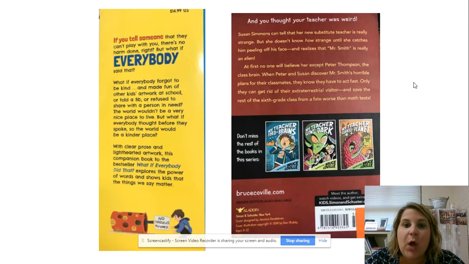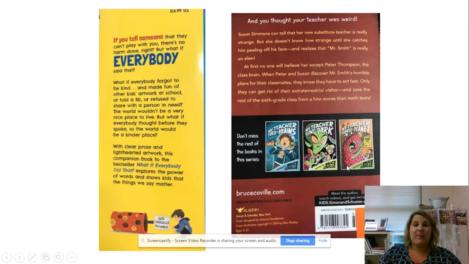At first, no one will believe her except Peter Thompson, the class brain. When Peter and Susan discover Mr. Smith's horrible plans for their classmates, they know they have to act fast. Only they can get rid of their extraterrestrial visitor and save the rest of the 6th grade class from a fate worse than math tests." So that just gave us a really good sneak peek into what is happening in the story.